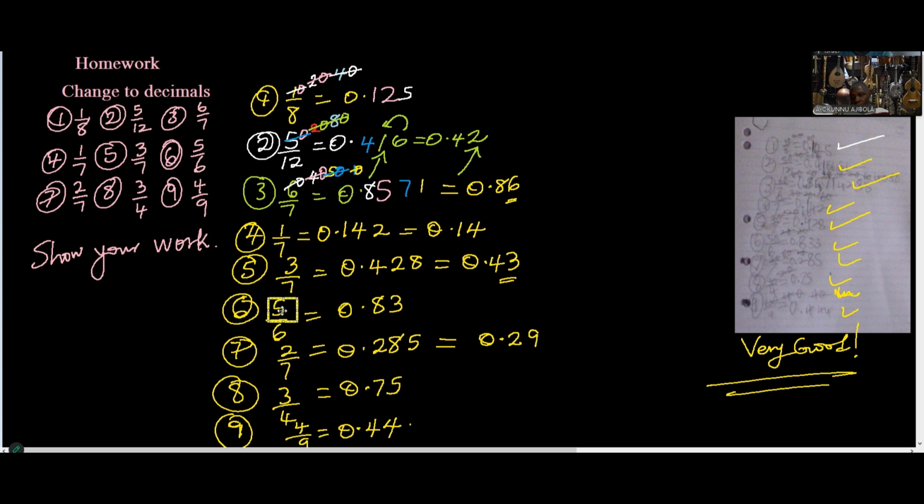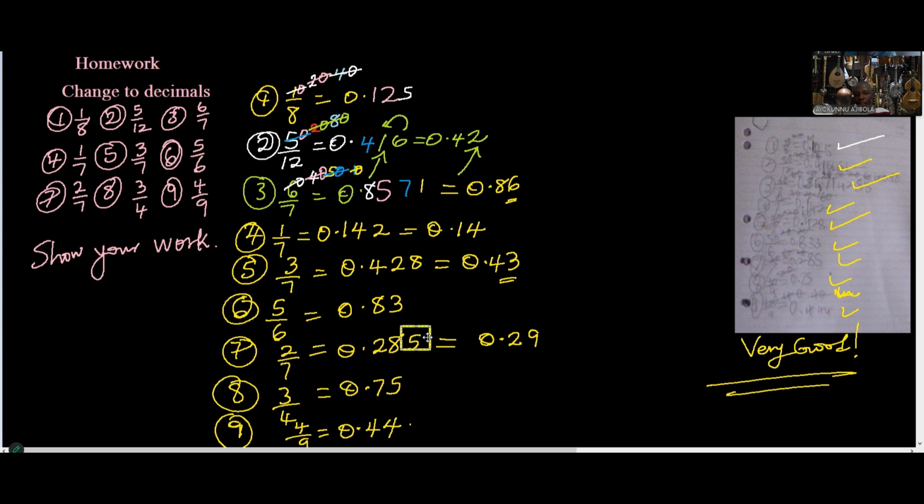Then this one, 5 over 6. 6 in 5 is 0. Then we have 6 in 50, that's 8, that's 48. Then remainder 2, 6 in 20 is 3, that's 18. Remainder 2, 6 in 20 again is 3. So it continues as 3, 3. Then we terminate it here.